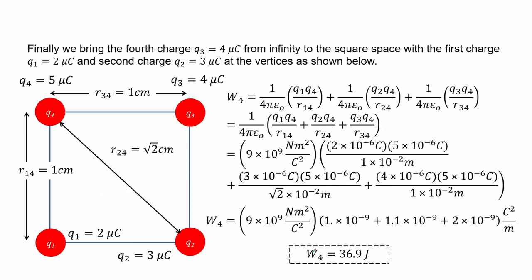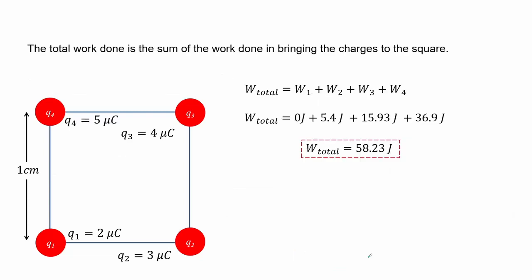Finally, we bring the fourth charge Q4 to the space where 3 charges are placed already. So these charges will interact with the fourth charge. So the work done in moving the fourth charge is about 36 joules. Finally, the amount of work that must be done in assembling 4 charges is the sum of the work done by the individual charges, which sums to about 58 joules.